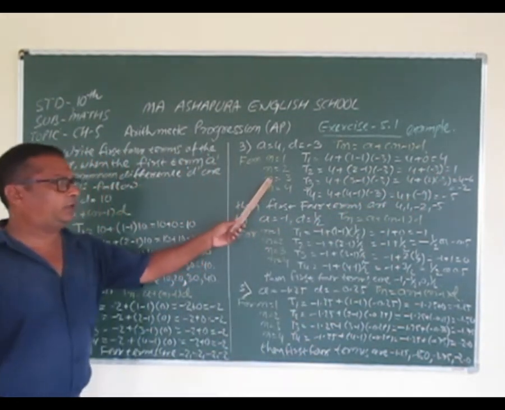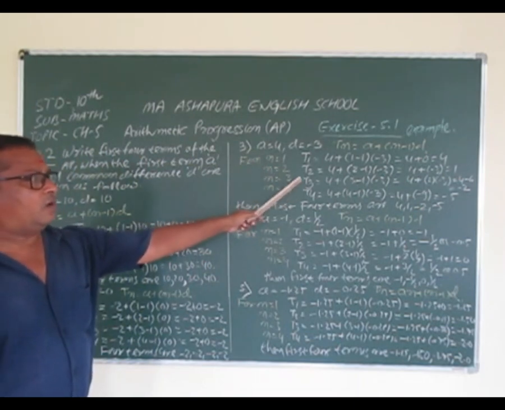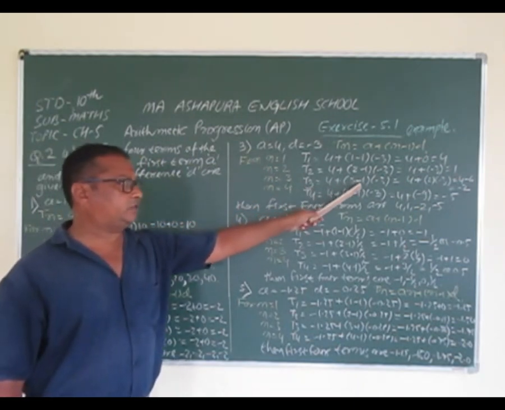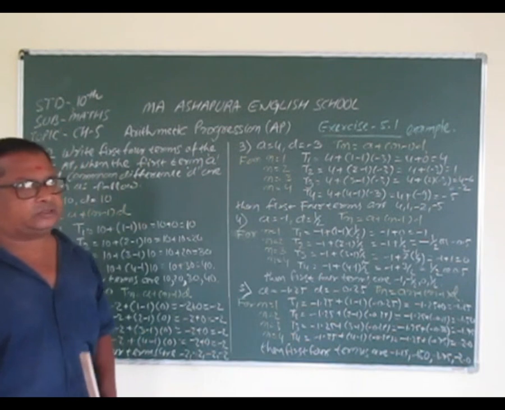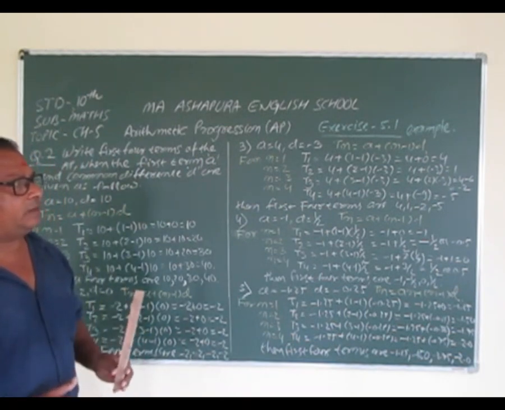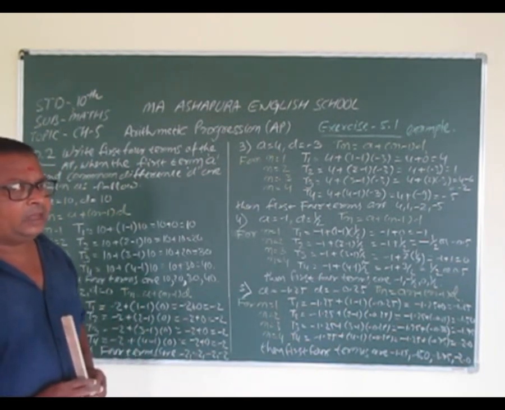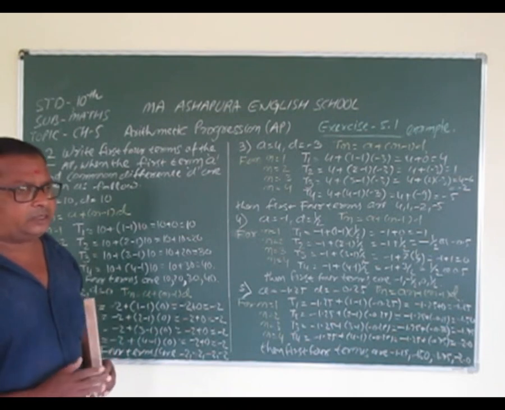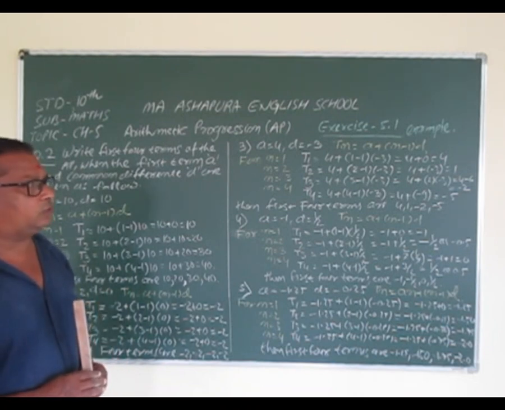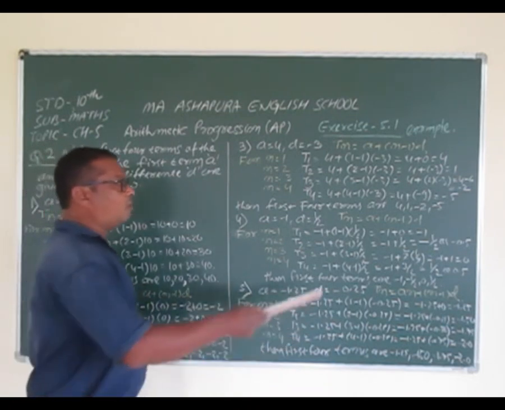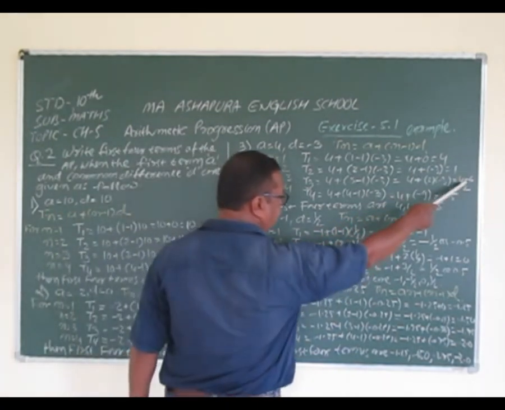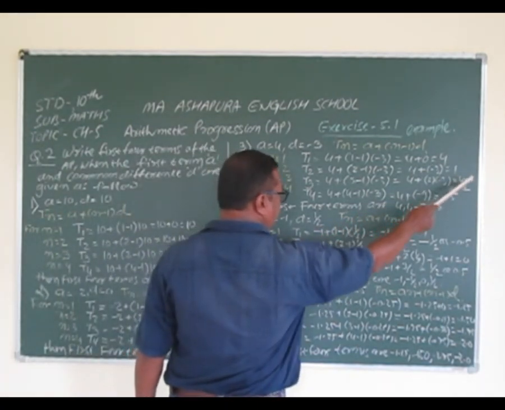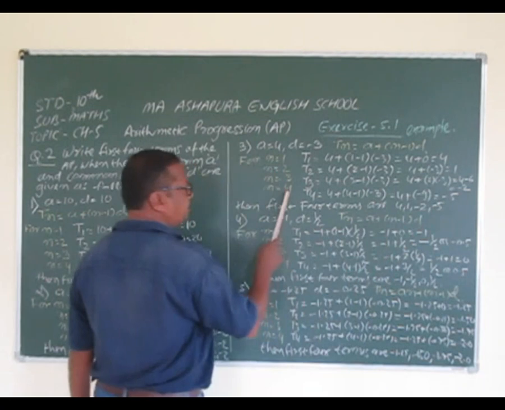Now n is equal to 3. T3 is equal to 4 plus 3 minus 1 into minus 3. 3 minus 1 is equal to 2, and 2 into minus 3 is minus 6. So 4 plus minus 6. Therefore 4 minus 6 is equal to minus 2.